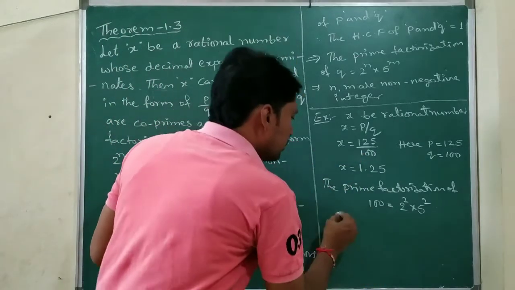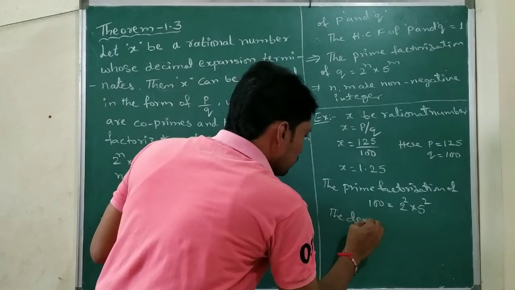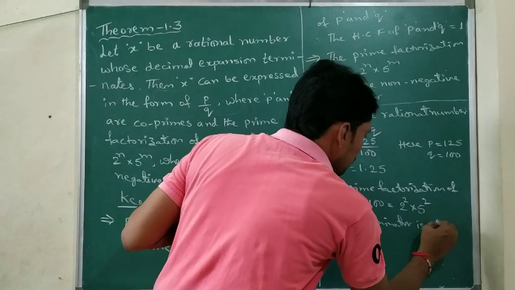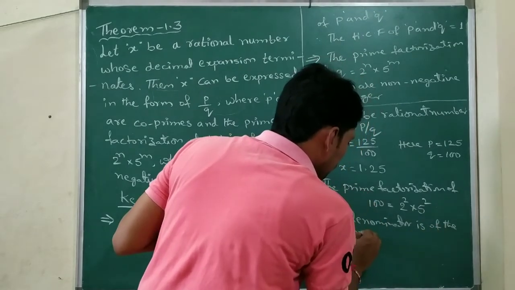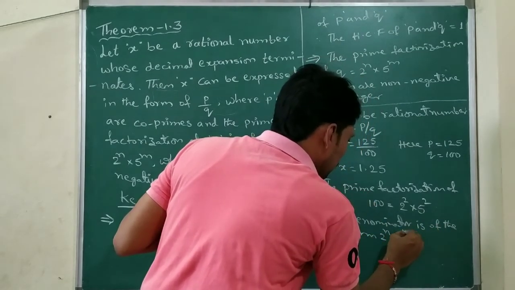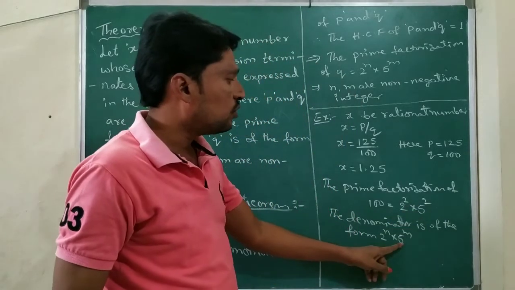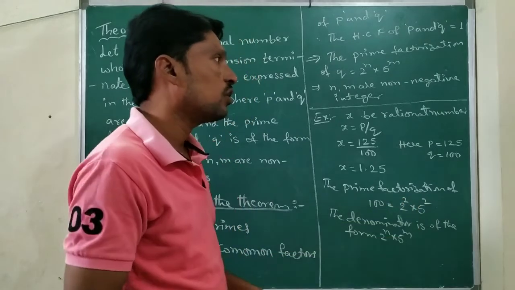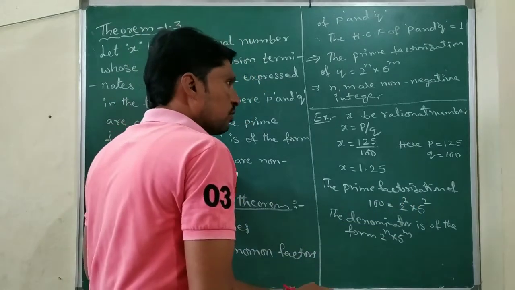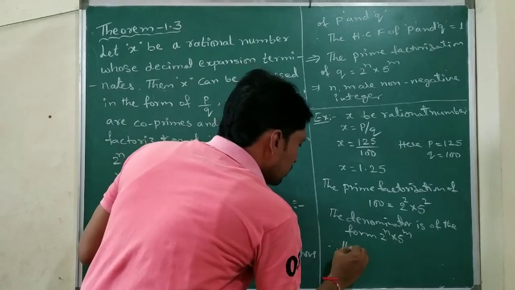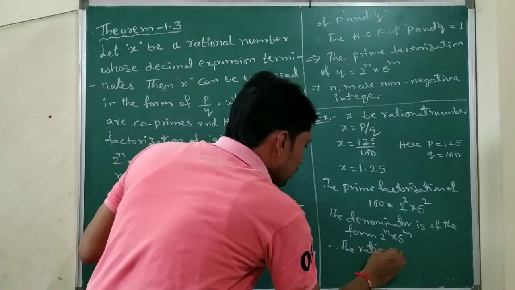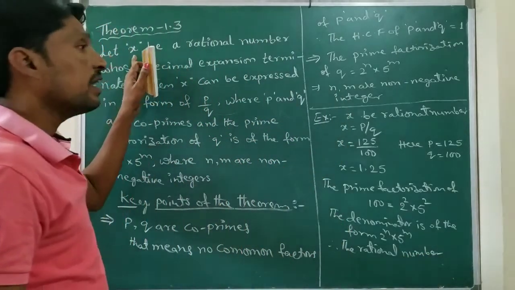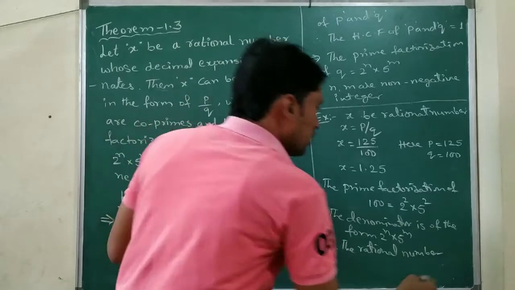Now the denominator is of the form 2 power n into 5 power m. Here we got 2 square into 5 square, in the form 2 power n into 5 power m only. So therefore, what is the rational number? X is the rational number and it terminates.